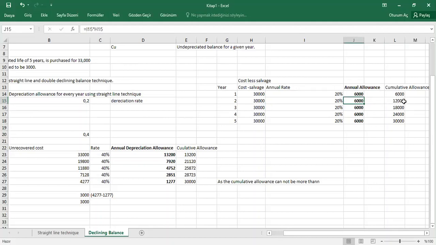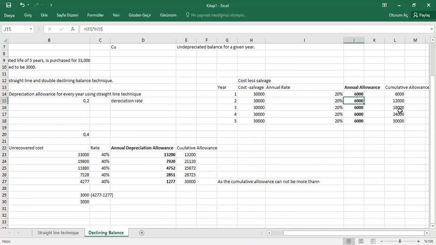It will be $12,000. In the third year, 12,000 plus 6,000. In the third year means at the end of the third year, let me clarify like that. At the end of the third year, you will have $18,000. In the fourth year, you will have $18,000 plus $6,000. It will be $24,000. And of course, at the end of the fifth year, your cumulative depreciation allowance shouldn't exceed $30,000, right? So now it makes sense. $24,000 plus $6,000 is $30,000, because we have arranged it at the beginning like that.